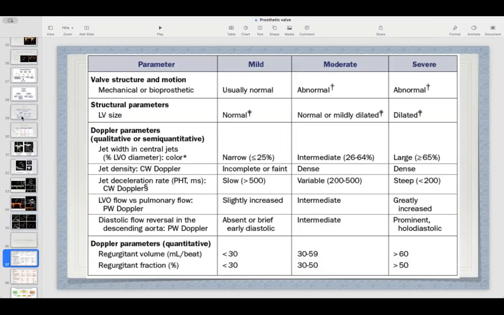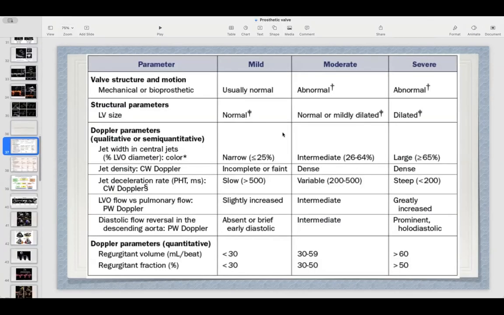In terms of the regurgitation, this is the approach that we used for a patient post-surgical valve. Let me see if anyone is asking.